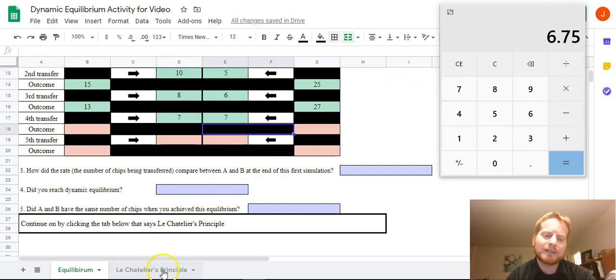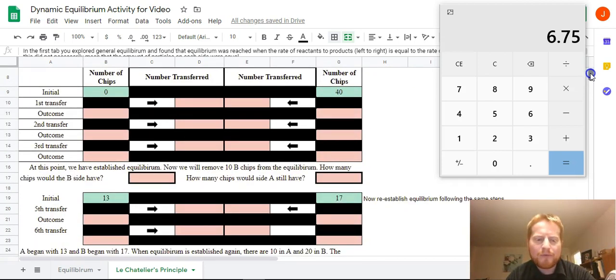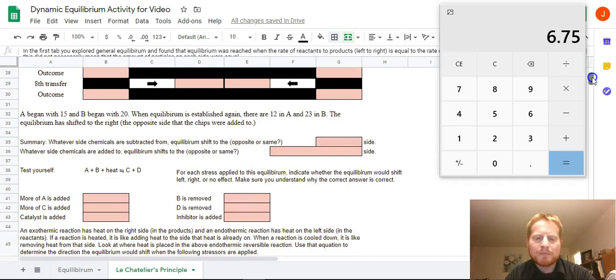So this is the Le Chatelier's tab. So click on that one. And this is already started when you follow the same process. And again, the red boxes will turn green if you input the right number. So if you're unsure, just play around a little bit until you get there. Otherwise, of course, you can ask your teacher. But yeah, so same thing over here.